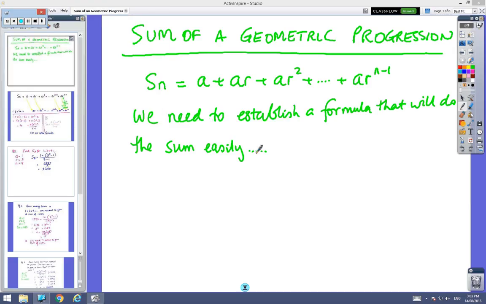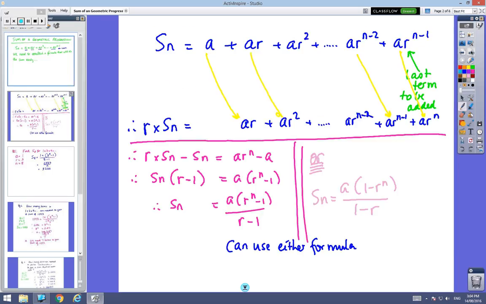Okay, so we're looking at the sum of a geometric progression. Just like we had the sum of an arithmetic progression, we can do a sum of a geometric. So if we're going to do it laboriously, we just have the first term, plus the second term, plus the third term, plus up to the last term. Okay, but there's a formula. So let's have a look at how the formula is derived.